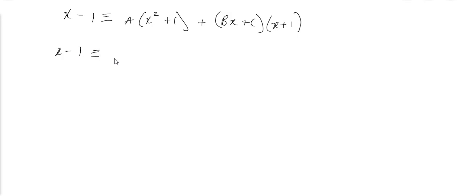This is identical to ax squared plus a plus, we can expand this bracket: bx squared plus bx plus cx plus c. So what I'm doing is to use this bx to multiply the entire bracket, and use the c to multiply the other bracket as well. Now we can group and factor.